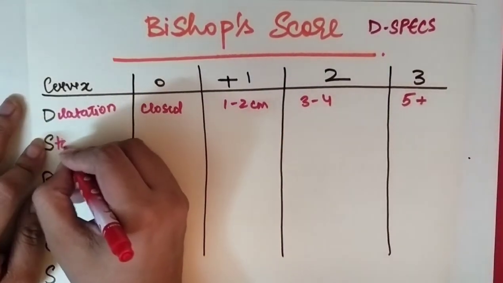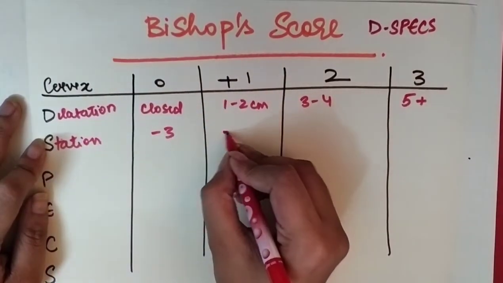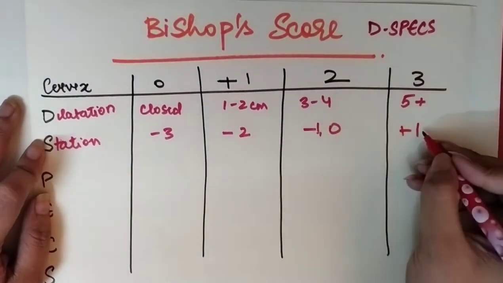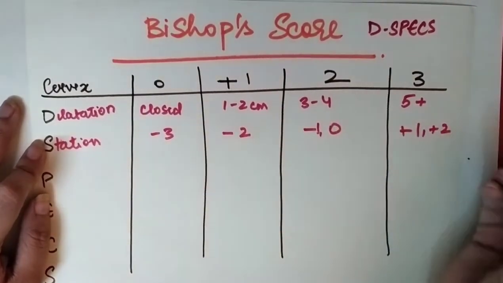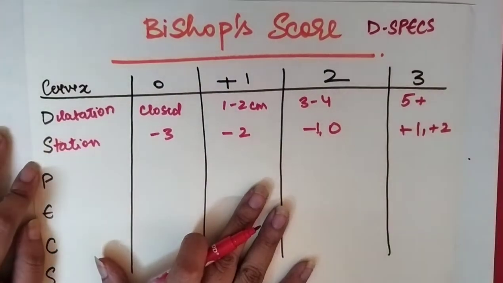S for station, station of the head. Head is at -3, head is at -2, -1, 0, and +1 or +2. This code tells about the ripening of the cervix.